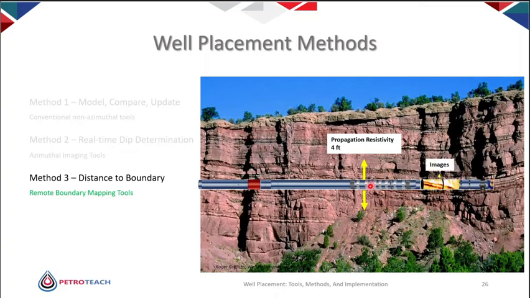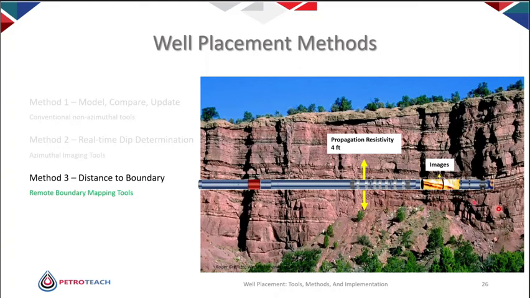So let's say you have a propagation resistivity tool, which has, let's say, 4 feet of depth of investigation. It doesn't have azimuthal sensitivity. It can only be used in the model compare update technique. We have conventional azimuthal imaging tools like density image that provides you with the ability to do real-time depth estimation, but it is not deep enough to see too much beyond the wellbore that you're drilling.